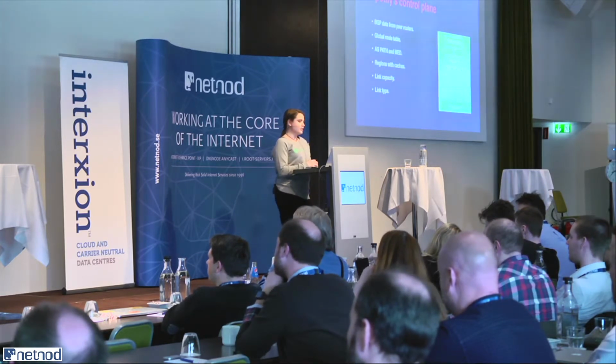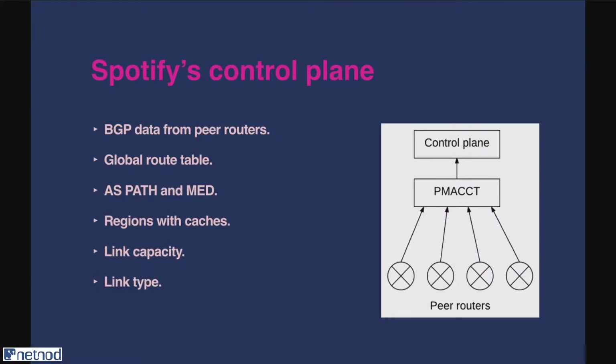It all starts with the BGP sessions between the peer routers and a PMAC process. We use the BGP functions of PMAC in order to collect all the BGP routes learned through peering sessions on IXs and PNIs. These routes are collected and compiled into one global route table.